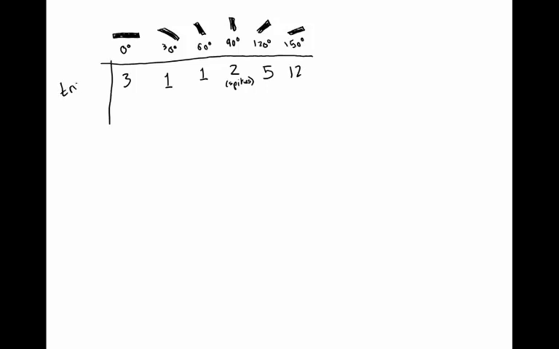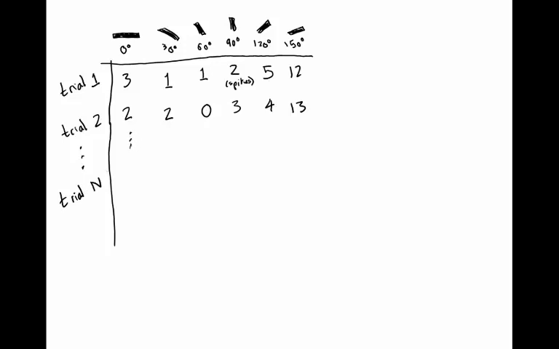So we'll call this trial 1, then we'll do trial 2, and again, maybe they're presented in a random order. So maybe we get 2 spikes for 30 degrees this time, 2 spikes for 0 degrees, 0 spikes for 60 degrees, maybe 13 spikes for 150 degrees, 4 spikes for 120 degrees, and 3 spikes for 90 degrees. And you can repeat this over and over again until you've performed all the trials that you want, N trials. And you fill in all of the spike counts and store them on your computer.